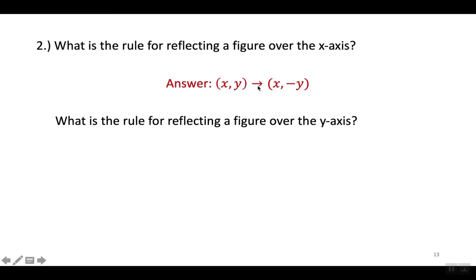So here's the rule. You get the x and the y coordinate. If I'm reflecting over the x-axis, I change y to the opposite sign. That's what that means. You change y to the opposite sign. So with that rule in mind, if I'm reflecting over the y-axis, that means I have to change the x to the opposite sign. Very simple to remember for reflecting over the x and the y-axis. Again, that's on the test.